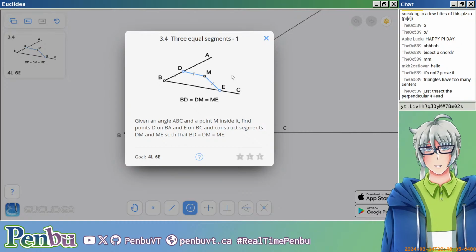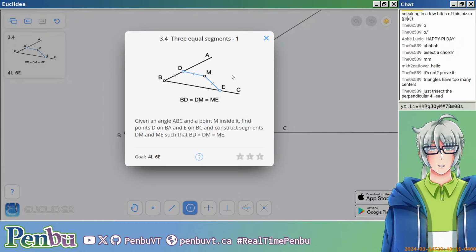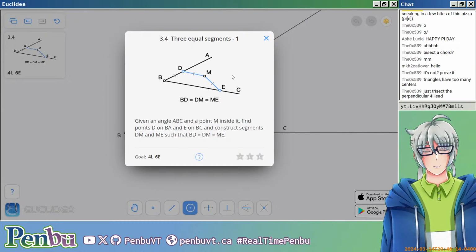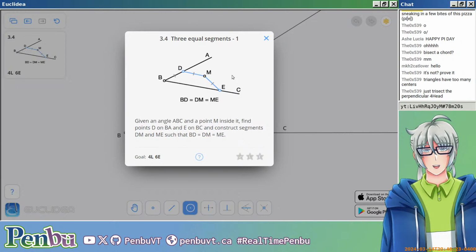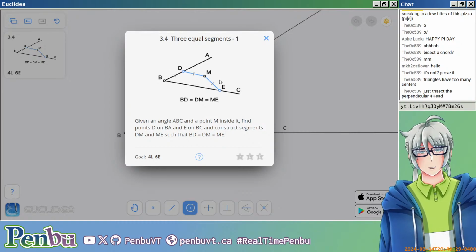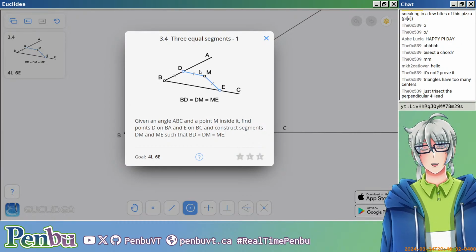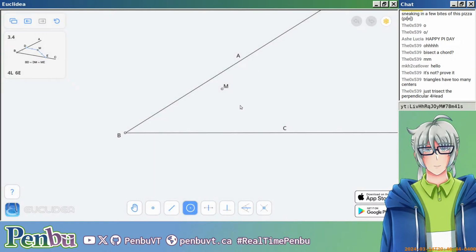3 equal segments. Given an angle ABC and a midpoint M inside it, find points D on BA and E on BC and construct segments DM and ME such that BD equals DM equals ME. The diagram here is going to be a lot more clear than those words. But basically what we have here is a point M, and we have to draw lines so that the 3 line segments are equal. How do we do that?